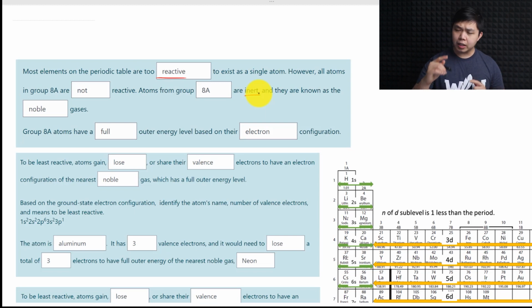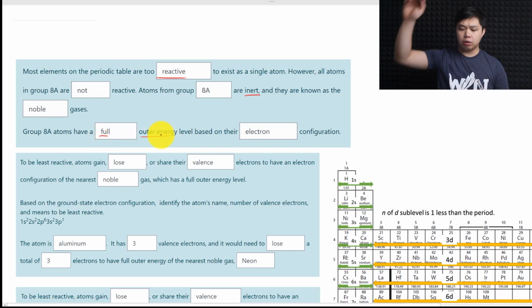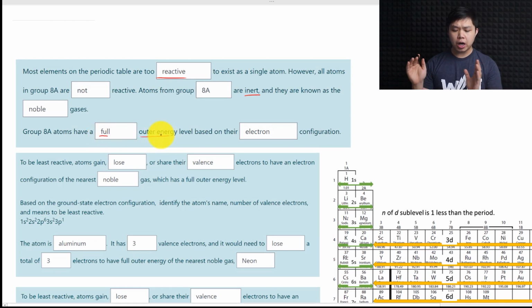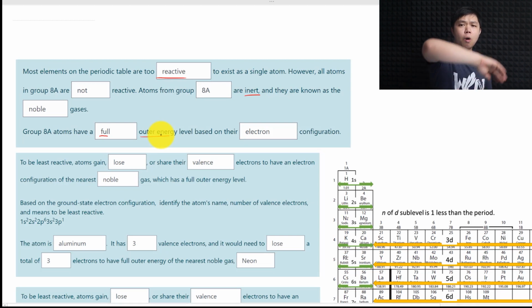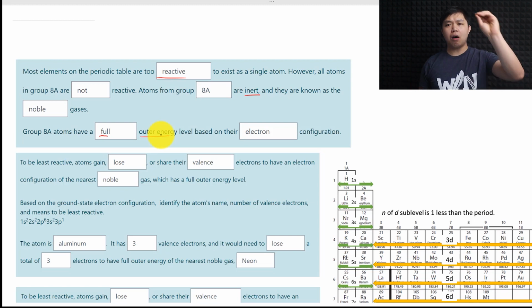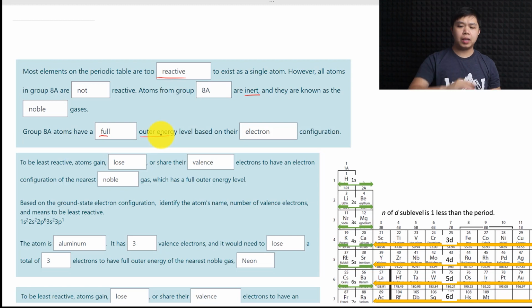So here is where we go back to our electron configuration. What's so special about group 8A? Well, they have a full outermost energy level. That is, at the highest energy level, all the possible orbitals are filled with electrons.